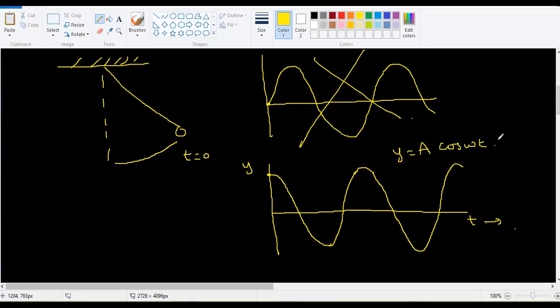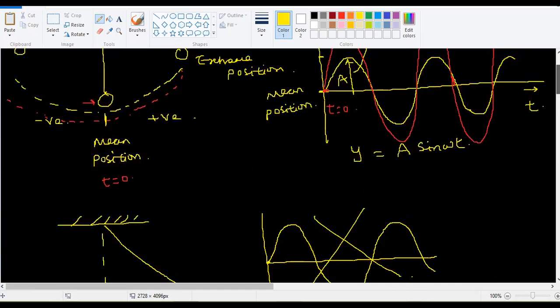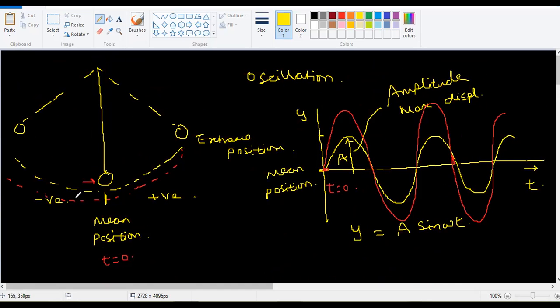So sometimes you will see it as a sin omega t, sometimes as a cos omega t. Don't get confused. If I start it from the extreme position, I will call it y is equal to a cos omega t, because when t is equal to 0, the displacement is the amplitude. In this case, when t is equal to 0, it is at mean position. I can go and hit it over here, I can give a force, and then it will start oscillating like this. So here I should write it as y is equal to a sin omega t.